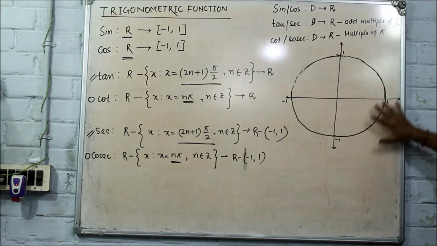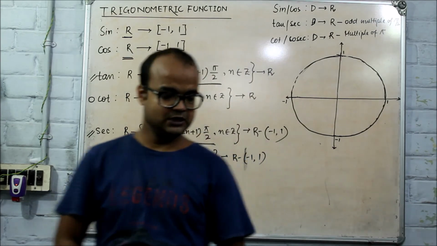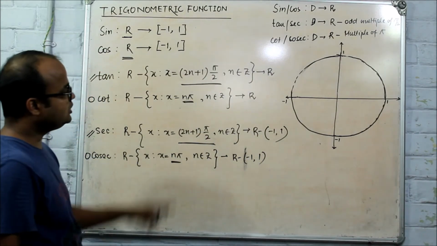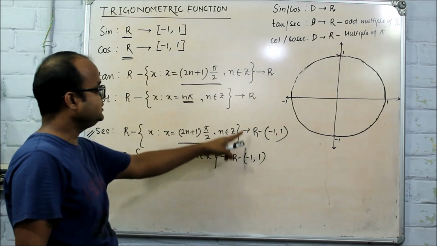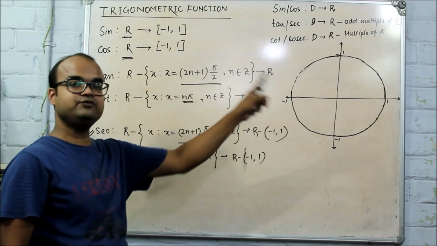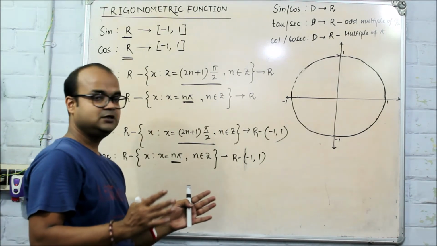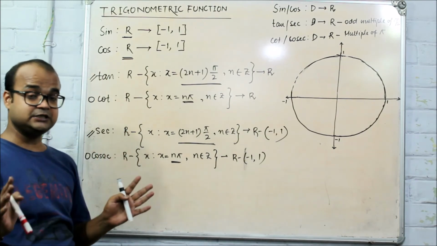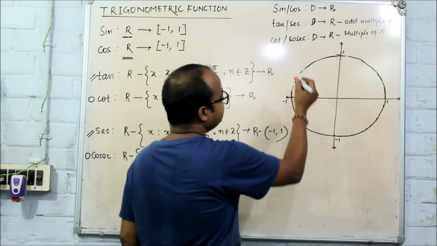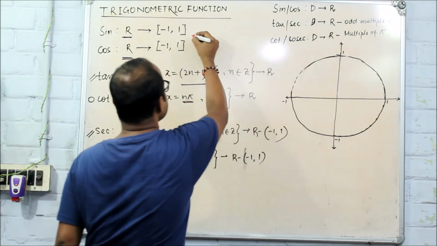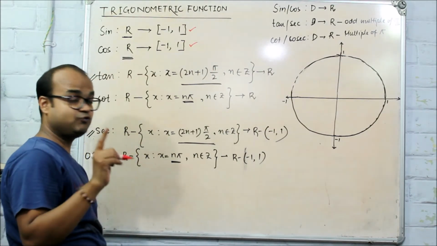Moving into the range part. See, I have drawn a unit circle. Unit circle means a circle having the radius 1. Now, you need to remember this range part using the concept of unit circle. I will explain it in detail soon. Till now, you can remember this. See, range is -1 to 1, closed interval -1 to 1.